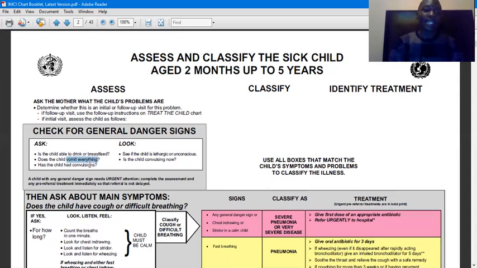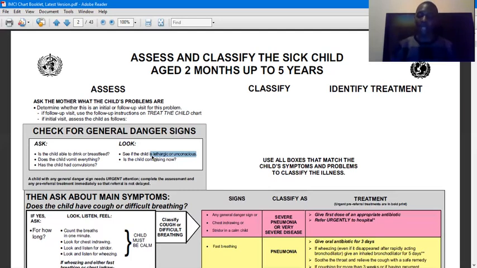The third general danger sign is history of convulsions. Apart from history of convulsions, you need to also ask if the child is convulsing now. The mother may say this child experienced a convulsion maybe 3 weeks ago or a month ago, or the child may be convulsing at the time of assessment. The last general danger sign, the 5th one, is the child being lethargic or unconscious. So these are the 5 general danger signs.